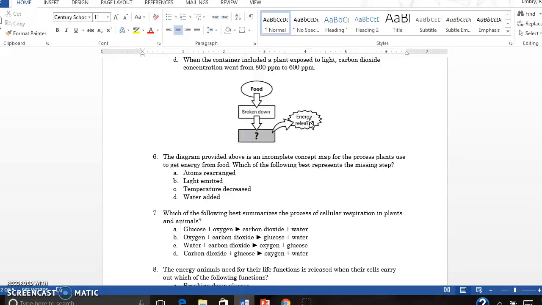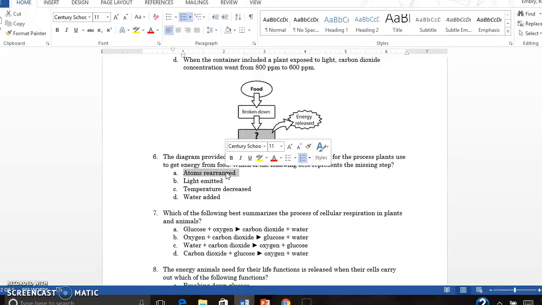Question 6. The diagram provided above is an incomplete concept map for the process plants use to get energy from food. Which of the following best represents the missing step? Okay, well, basically, it's kind of like how we watched the TED-Ed video, where you still have carbon atoms, you still have hydrogen atoms, and you still have oxygen atoms. And you still have the same numbers, 6 carbons, 12 hydrogens, 18 oxygen. In some of the classes, we also got to model this with the cubes on 2 separate occasions.